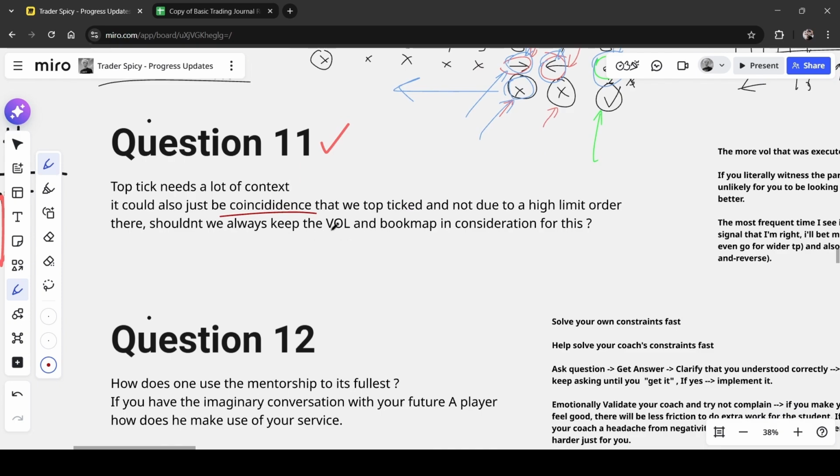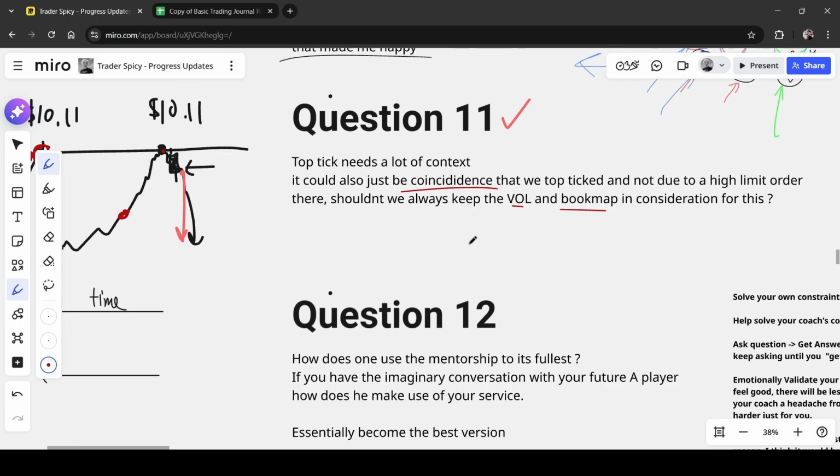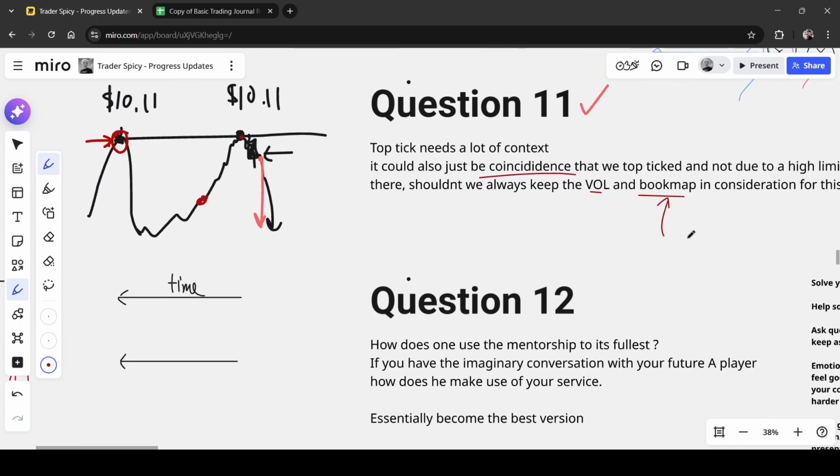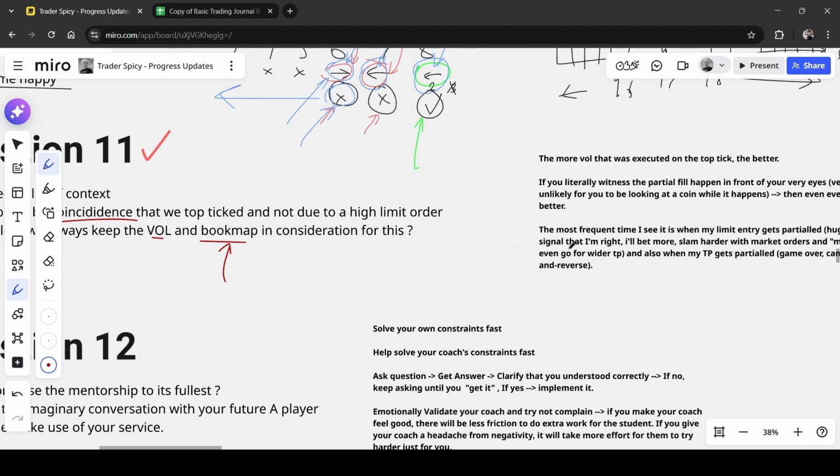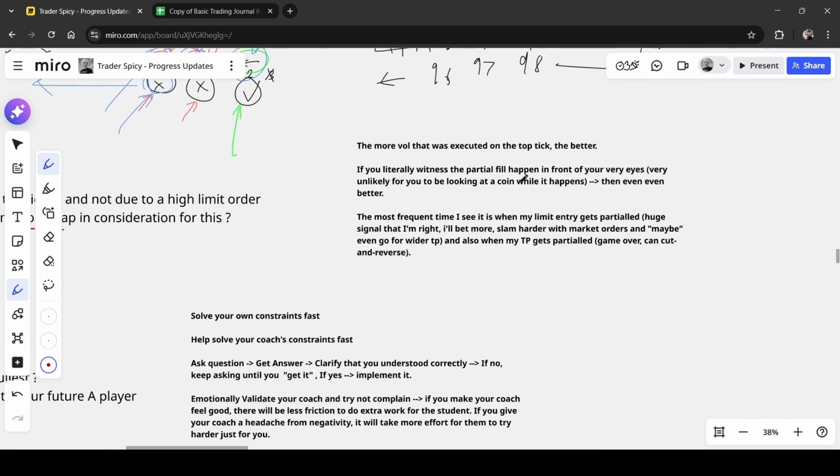But should we always keep the volume and book map in consideration for this? Book map as in the depth of market? Yes. Yeah, I would have that open. But the thing is that it's unlikely. Oh, I wrote this here. It's actually unlikely to witness a partial fill happen right in front of your eyes, right?